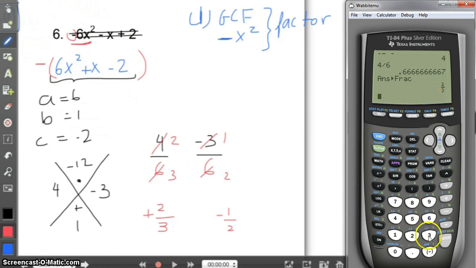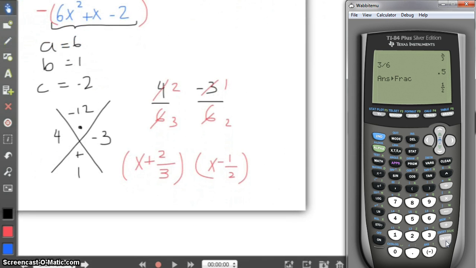So let's try this again. 3 divided by 6, enter, it gives you something in decimal. Then if you want it in a fraction, math, and then you press enter for 1 because you want it as a fraction. Press enter again, it gives it to you in a fraction form. So you put x in front of those two. These are your two factors. Then what you do is bottoms up, so 3x and 2x, so 3x plus 2, and then 2x minus 1.